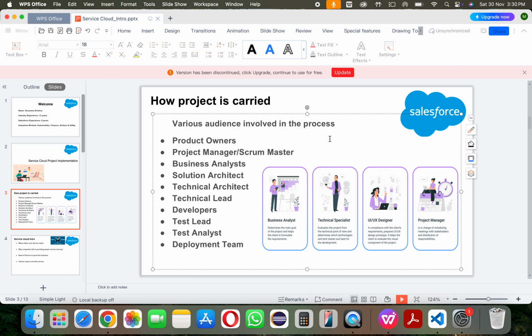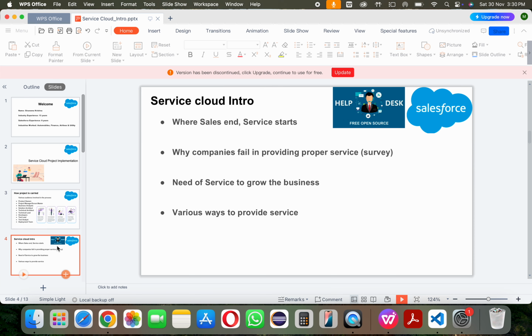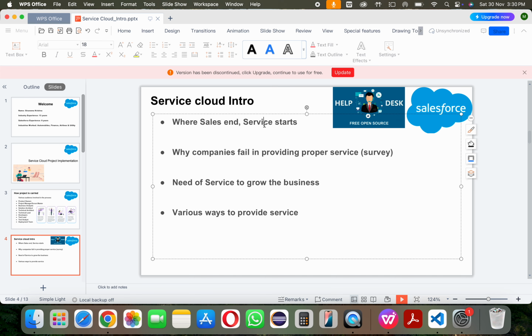Okay, but at a high level for Salesforce, these are the minimum people for any project, not only Salesforce, any technology. These are the minimum people who will be interacting with you every day. Okay. Now, let's go into the actual topic. What is Service Cloud? As you see, the caption says, the first point you see here, where sales ends, service starts. Okay. So what does that mean?